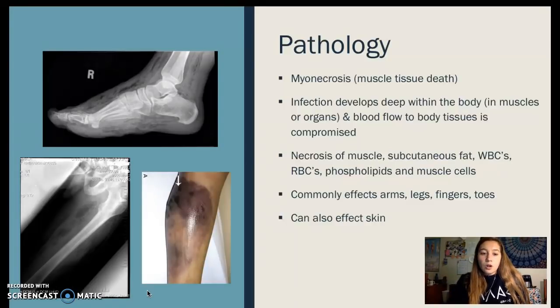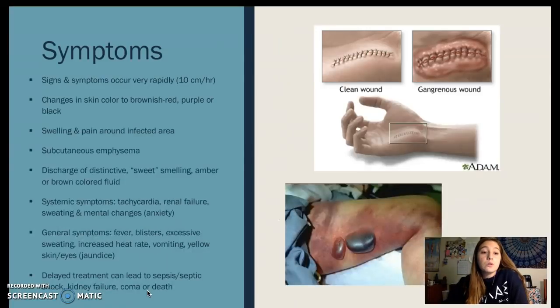So in this picture, or all the pictures in the x-rays, you can see the necrosis happening and the bubbles forming. And in the other picture, you can see the discoloration and the lesions beginning to form. So signs and symptoms occur really rapidly. They've been clocked at 10 centimeters per hour. The incubation period is less than 24 hours. So you can visually watch these symptoms happen as they occur.